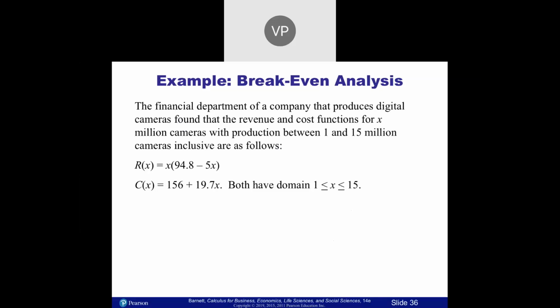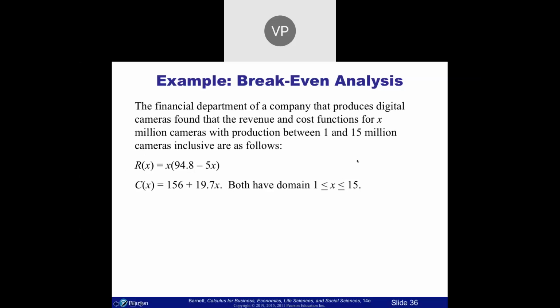Now we're going to do a break-even analysis, or a break-even type problem. I'll do a couple more of these, then I'll get to some examples out of homework for us. In this case, a financial department produces digital cameras. Revenue and cost functions for x million cameras with a production between 1 and 15 million cameras are as follows. So this is the revenue, and remember that's the millions of cameras you produce. And then your cost is this.